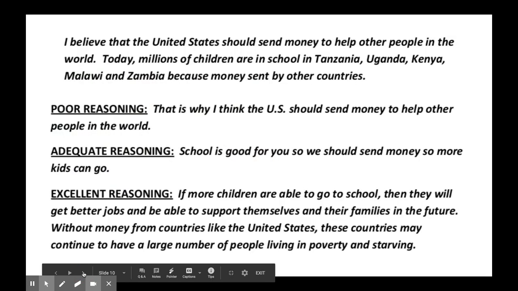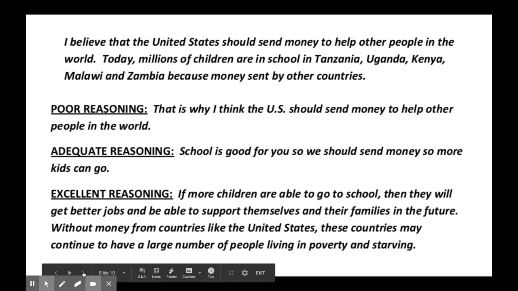So here are some examples of reasoning. We have a poor, adequate, and excellent reasoning. In this scenario, we're looking at, I believe that the United States should spend money to help other people in the world. Again, notice the I believe statement, not necessarily something we would want in a claim, but that's okay. Today, millions of children are not in school in Tanzania, Uganda, Kenya, and Zimbabwe because money is spent on other countries.